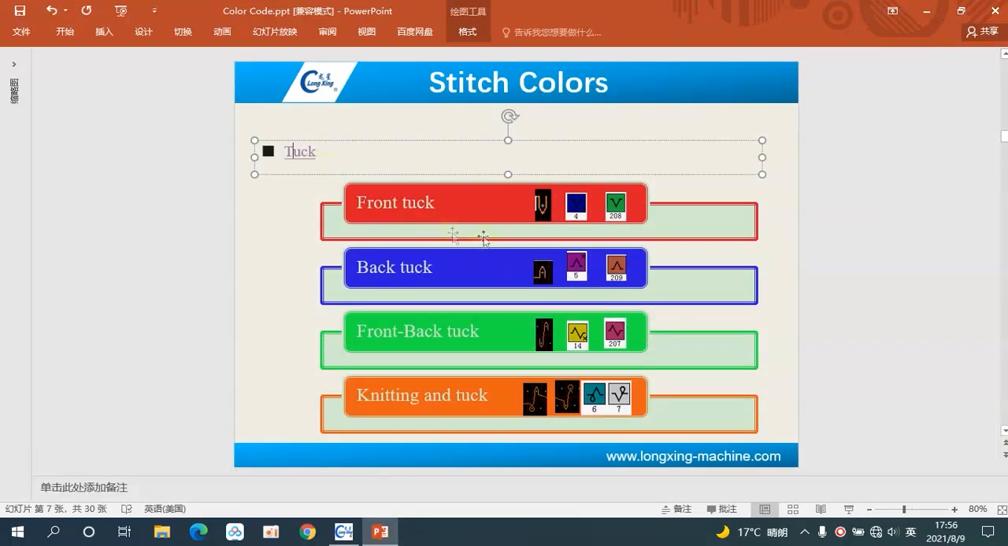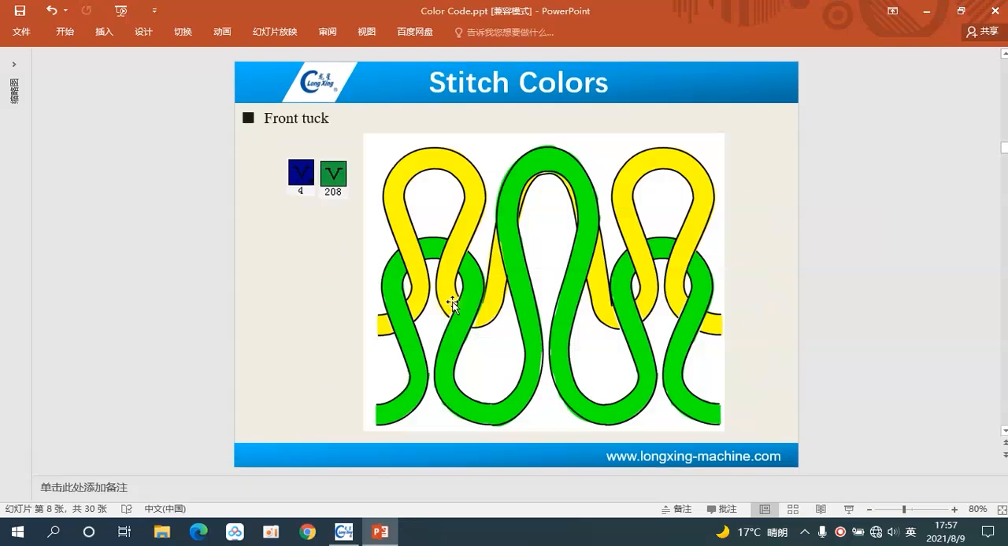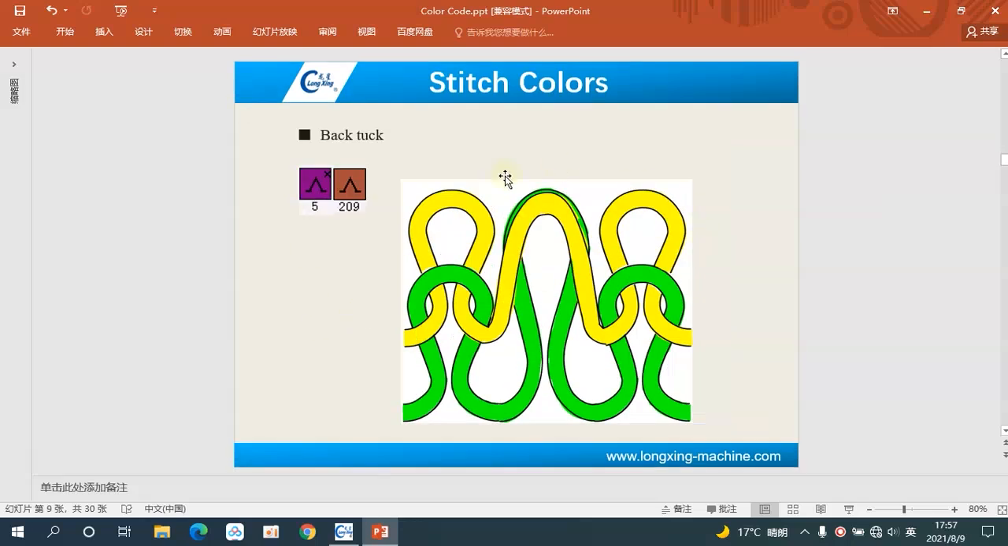Front tuck includes color 4 and 208. Back tuck includes color 5 and 209. Front back tuck includes color 14 and 207. Knitting and tuck includes color 6 and 7. You can see this is the loop state in the front tuck. This is the loop state in the back tuck.